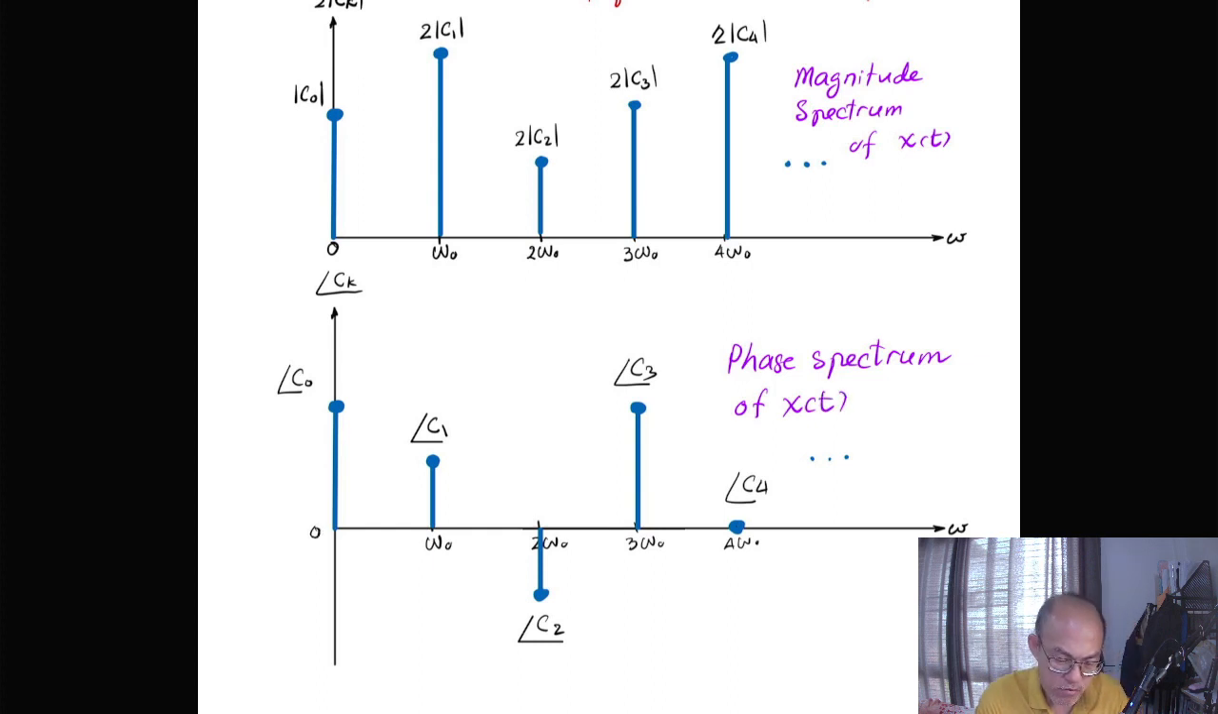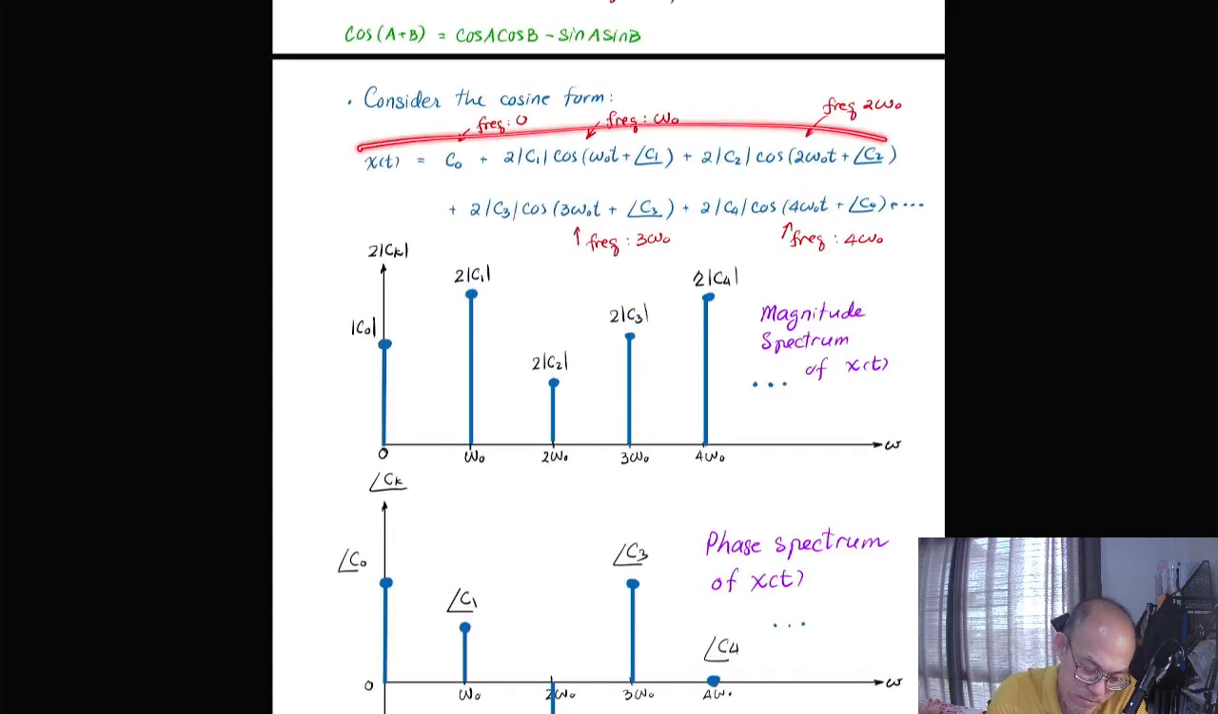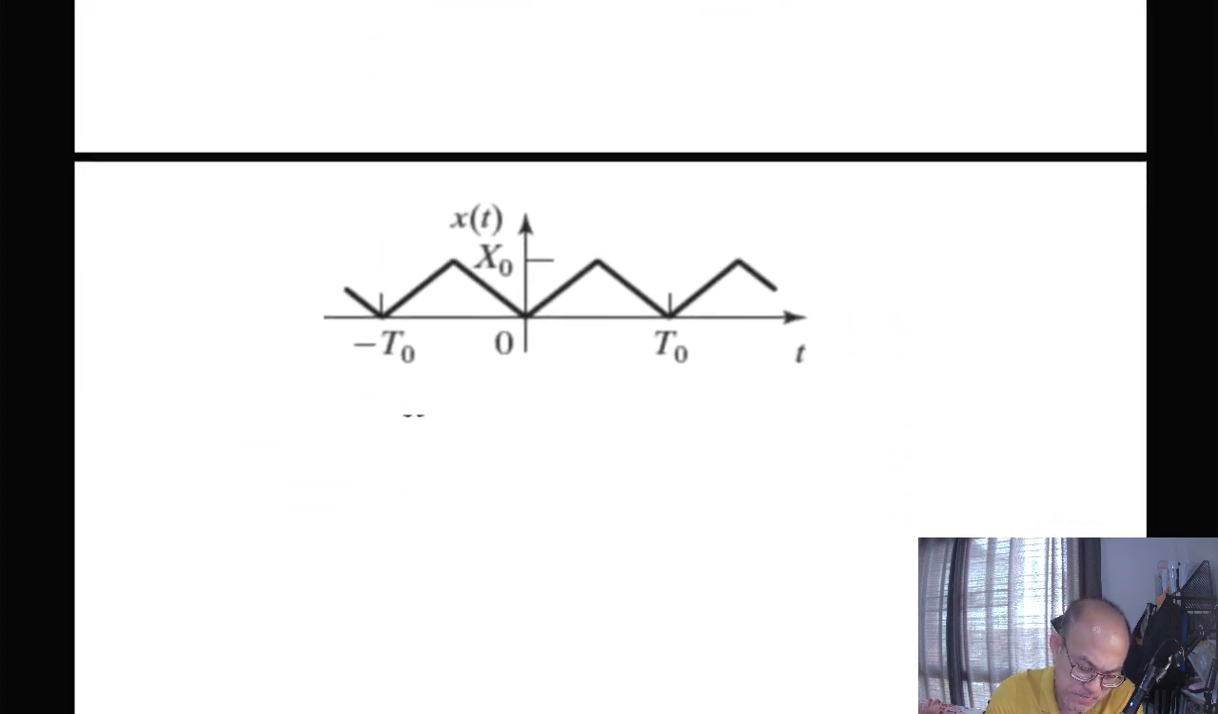Okay. Now both of these plots are called the spectrum of x. If you are given these two graphs, then you can write down the Fourier series of x. And once you know the Fourier series of x, you can know the signal x. Okay? All right. Now let's do another example.